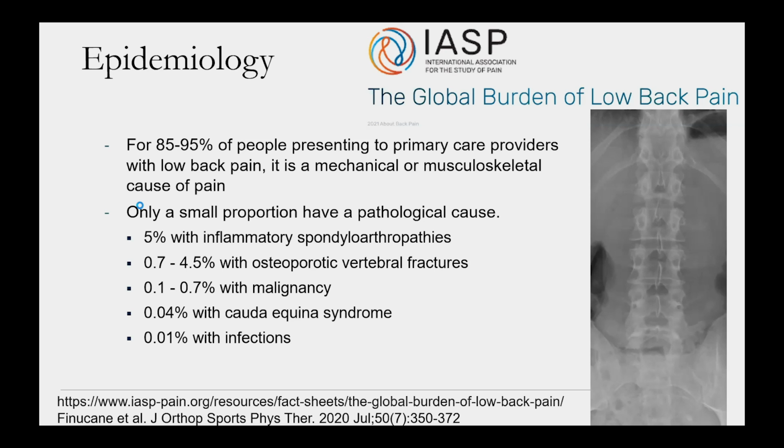And the proportion of people presenting to primary care with a serious pathologic cause of low back pain that's associated with what we consider red flag symptoms that requires more than conservative spinal care is low. For certain conditions, it's estimated to be about 5% for inflammatory spondyloarthropathies, which means an underlying rheumatologic or inflammatory condition. It ranges up to about 4.5% for folks presenting with vertebral fractures due to low bone density. Less than 1% end up turning out to have a cancer that underlies their back pain. 0.04% end up with cauda equina syndrome, which is compression of the nerve roots as they originate at the bottom end of the spinal cord. And even fewer present with infections that underlie their spine pain.